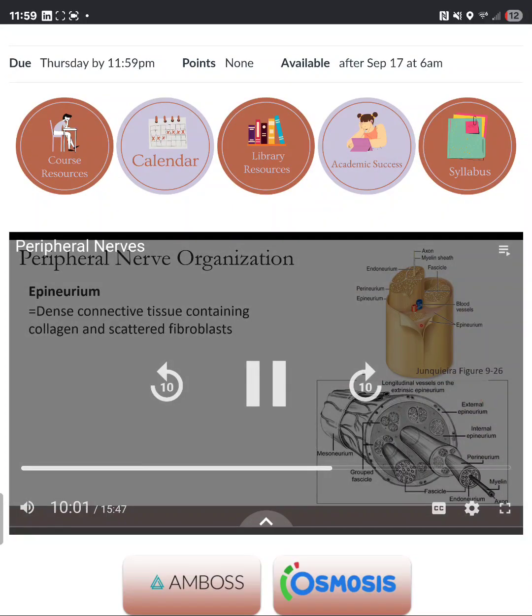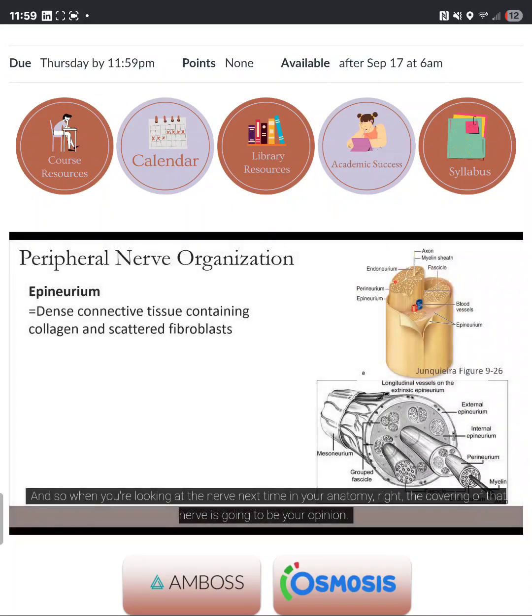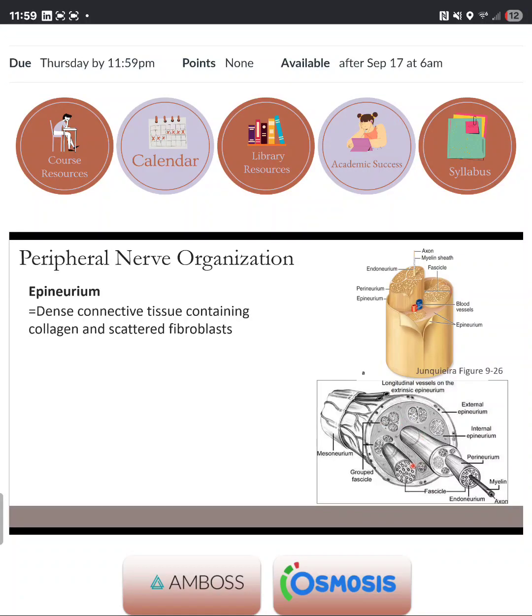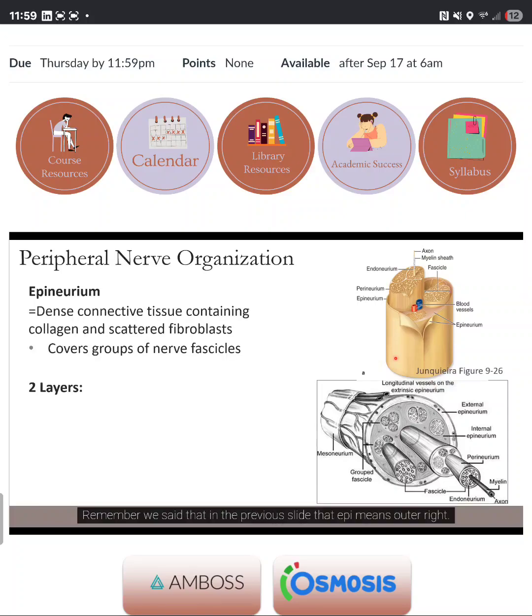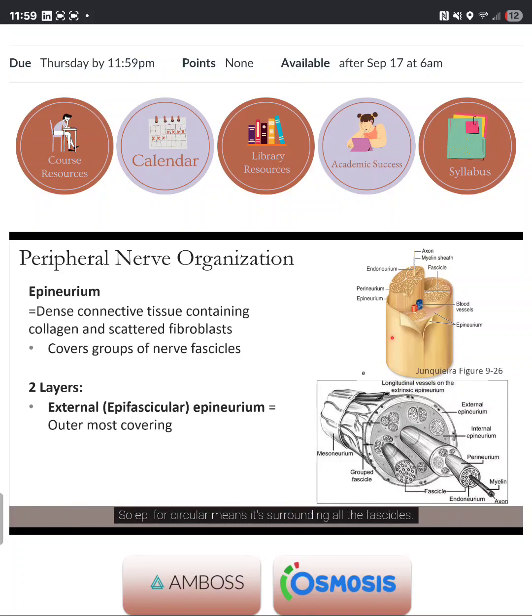So when you're looking at a nerve next time in your anatomy lab, the covering of that nerve is going to be your epineurium. Again, it groups numerous nerve fascicles together in a bundle. Do know that there are two layers. The outermost layer is called the external or epifascicular layer. Remember we said in the previous slide that epi means outer, so epifascicular means it's surrounding all the fascicles, the numerous fascicles here, and it's the outermost covering.